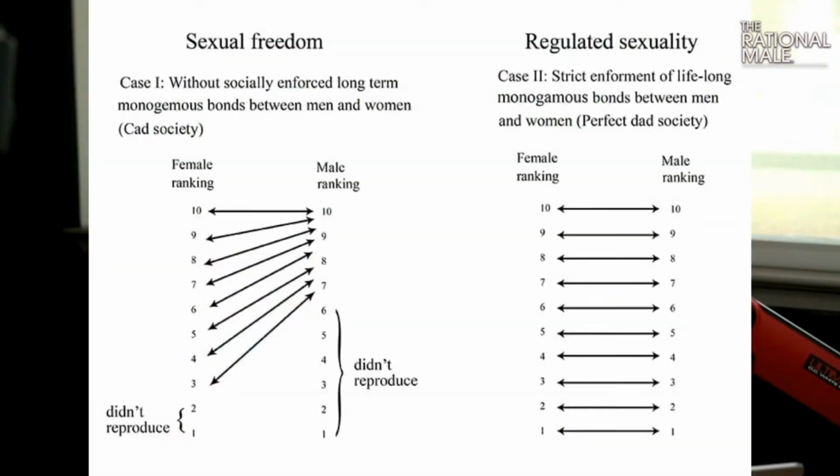Assortative mating actually worked back before we had... Here, this is a little bit better. Just so happens I had this on tap today. Okay. Sexual freedom, right? Case 1, without socially enforced long-term monogamous bonds between men and women. Okay. This looks like the classic hypergamous situation that you would see in the manosphere, right? Which is basically a variation on stuff that I did way back in the day, but that's okay.